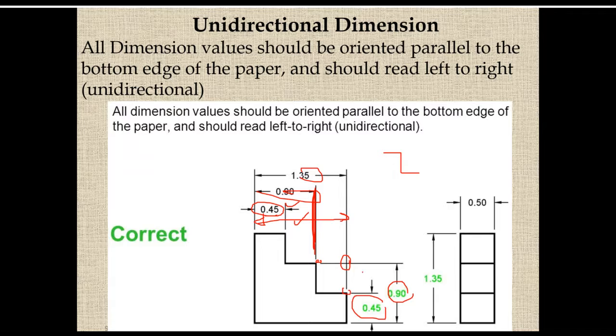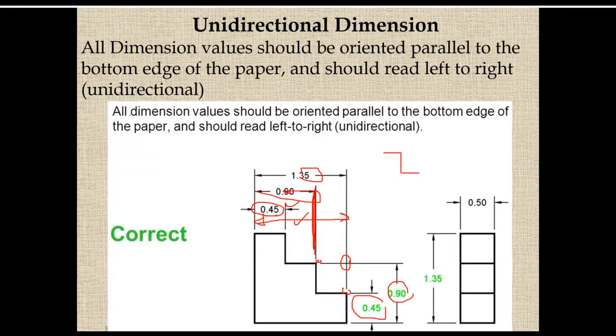Here, guys, there is an intersection, but this intersection is accepted because it's an intersection between two extension lines. It's not an intersection between a dimension line and an extension line, as I explained before. It should be between the extension lines. This is very acceptable. No problem with this.